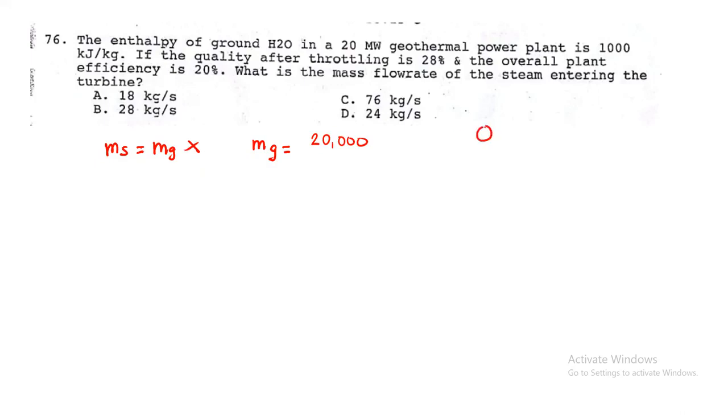So, di ba, meron tayong formula na QG is equals to mg times hg. So, enthalpy times ng groundwater. So, ang QG natin yan yung 20,000 megawatts. So, mg is equals to QG over hg. So, 20,000 divided by hg natin na 1,000 kilojoules per kilogram.